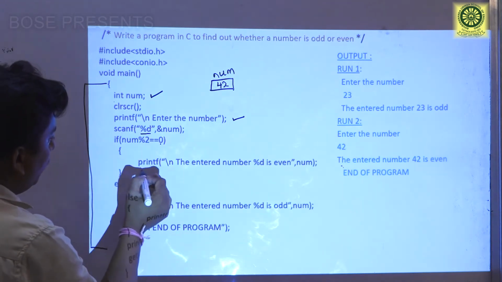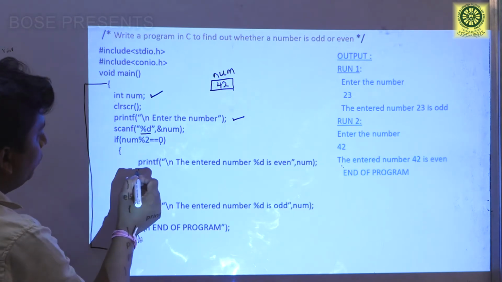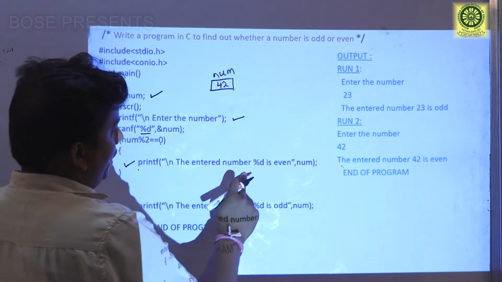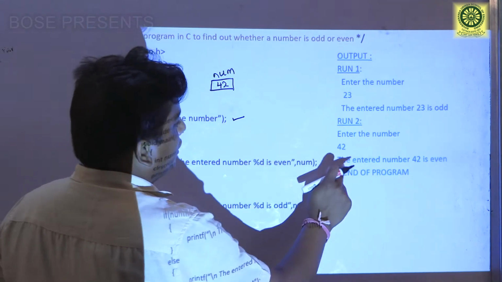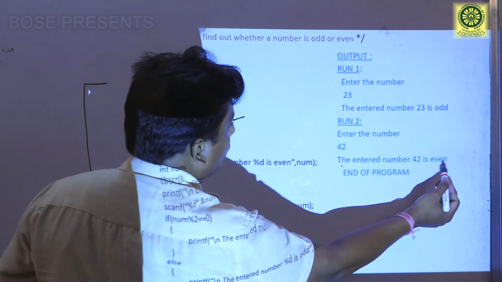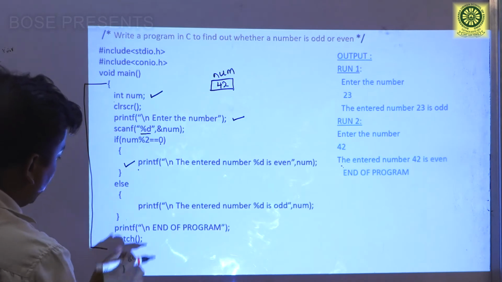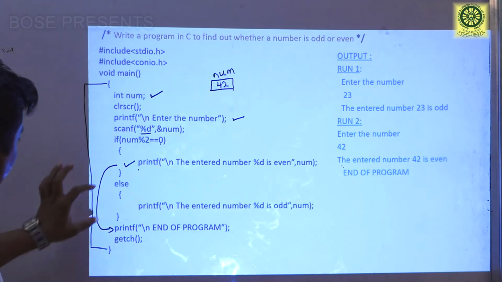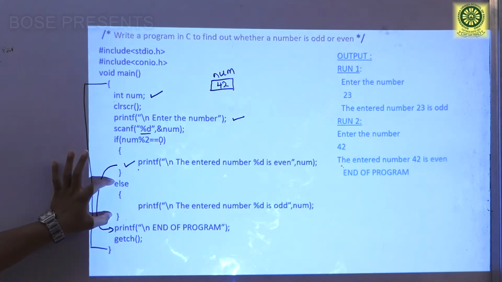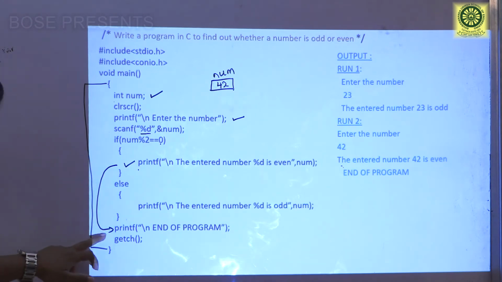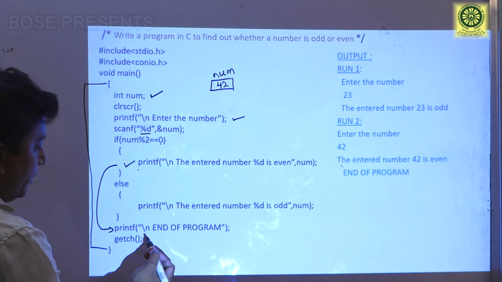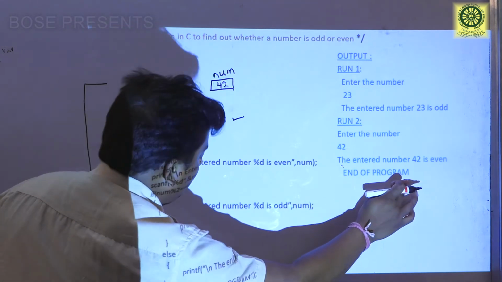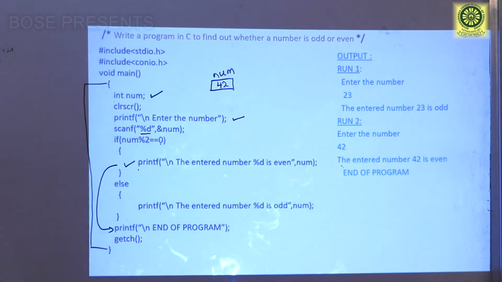So the control will execute this sentence, and in this sentence it is written that the entered number %d is even. So it will be printed that the entered number 42 is even, and after that the control will come out from this block to this line and will not execute this part, as the if else statement is bidirectional. And in the printf statement I have written end of the program, and after executing the last line, the end of the program will be printed and the program will terminate.